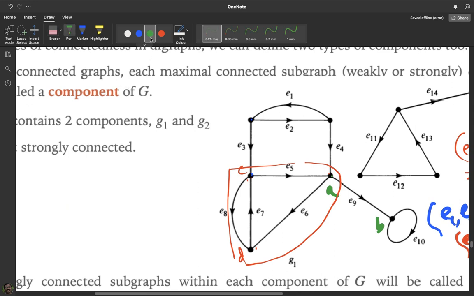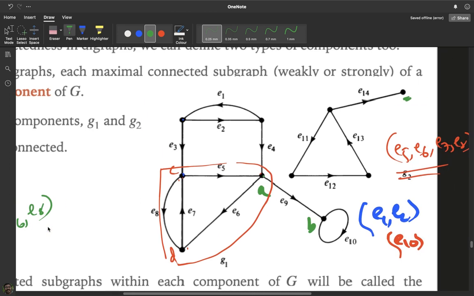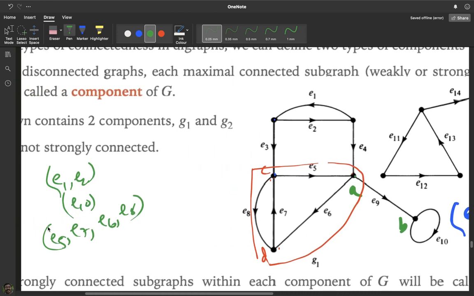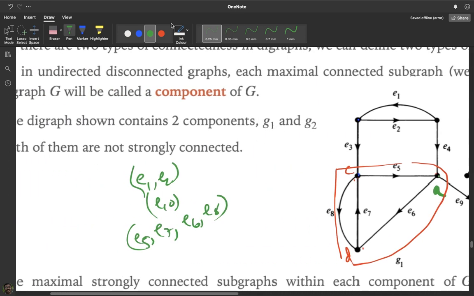One was E1, E2. This was one fragment. Another was E10 alone, which constituted a fragment. Again, there was E5, E7, E6, E8. So this constitutes another fragment. And in the next component there was E11, E12, E13. Okay, so these were fragments.